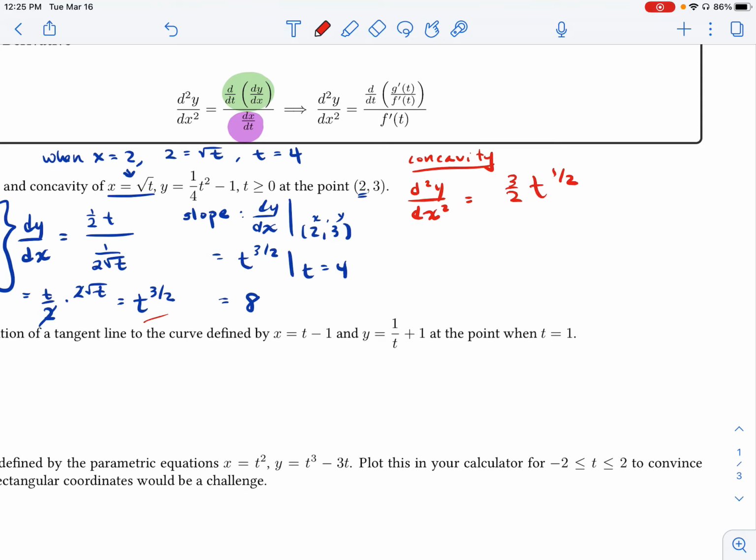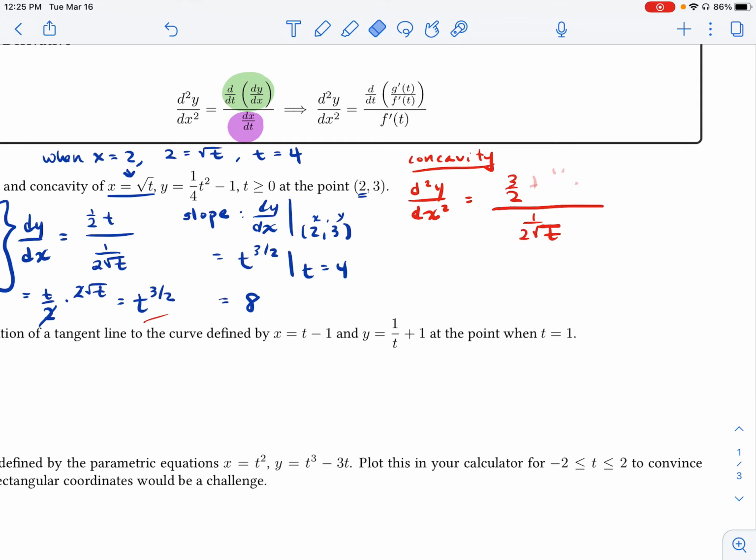However, don't stop there. We then need to divide that by the derivative, by dx dt again. And what is dx dt? It was 1 over 2 root t.